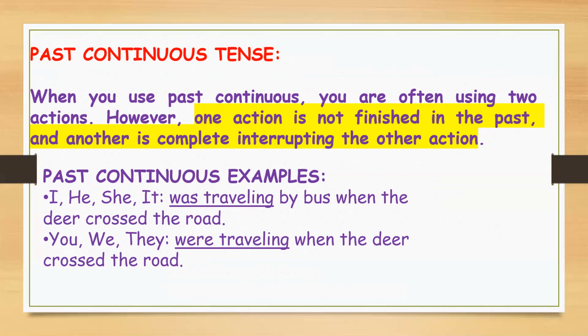Okay, so past continuous means the action in the past is not finished yet, but another action is interrupting. That means some other action is interrupting your past continuous action. She was traveling by bus when the deer crossed the road. They were traveling when the deer crossed the road. So was, were plus ing will be used, is the formula for past continuous. In the past, some action is continuing without the interruption.